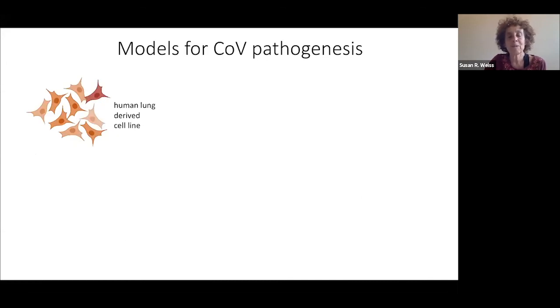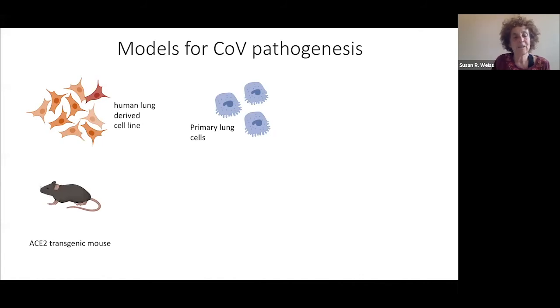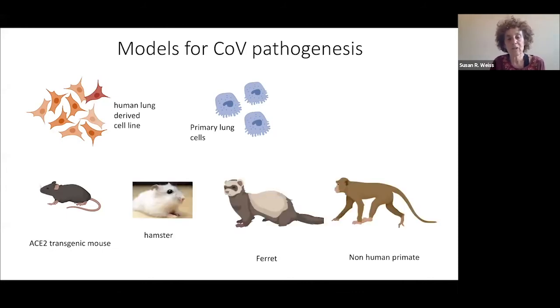Just really quickly, some of the models that have been used for coronavirus pathogenesis: initially, we would start working with human lung-derived cell lines, then progress to primary lung cells, which we're starting to do with some of our colleagues at Penn. Then people are making mice transgenic for the human ACE2 protein. Mice are not inherently susceptible to SARS-CoV-2 infection. There's been a lot of work on a hamster model, which seems to work pretty well. Also ferrets and non-human primates. So there are many models to study this virus. This work is just beginning.